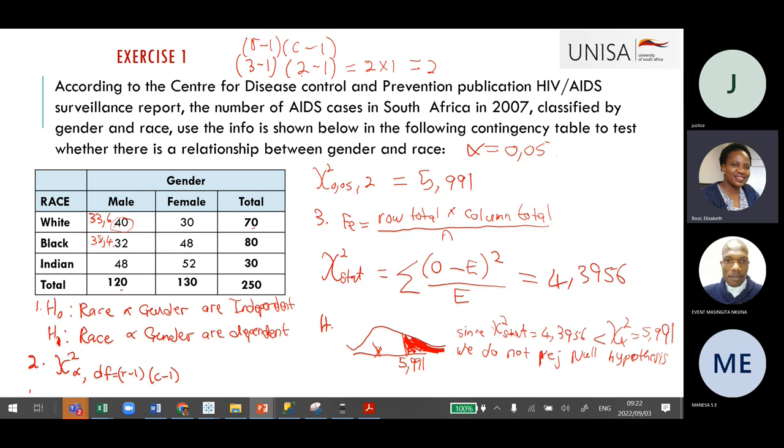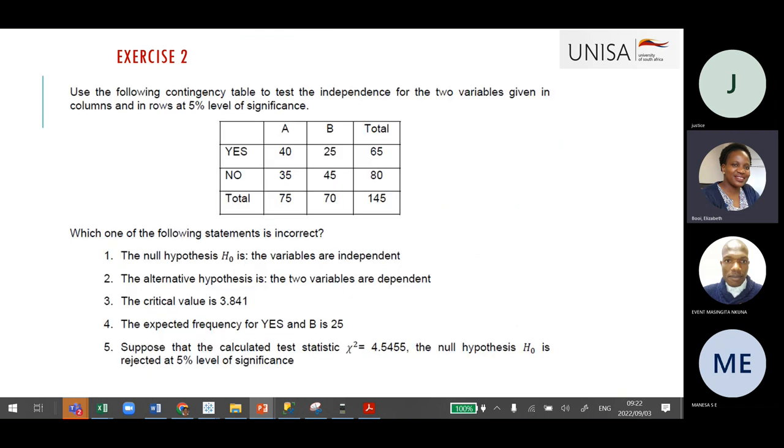So let's look at the next exercise. Use the contingency table to test for independence for two variables given in this column at 5% level of significance. Therefore, our alpha is 0.05. And they have given you the contingency table, how many number of rows? We have 1, 2. So this is a 2 row by how many number of columns? 1, 2. And this is a 2x2 contingency table.